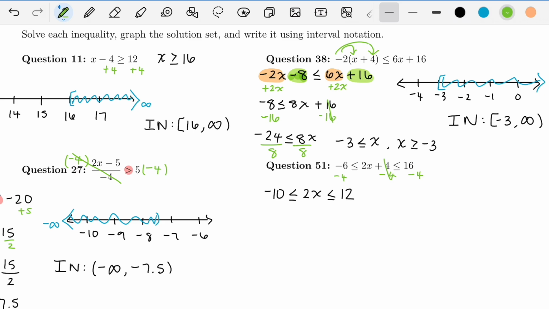Now lastly, we just want to get x completely alone, so I'll divide by 2 to all 3 parts here. So I'll have negative 5 on the left-hand side and 6 on the right. So x is going to be in between negative 5 and 6.